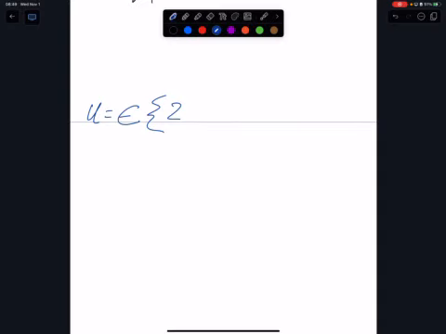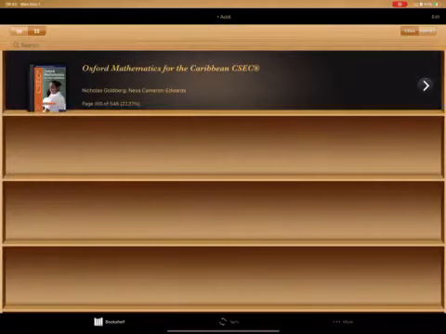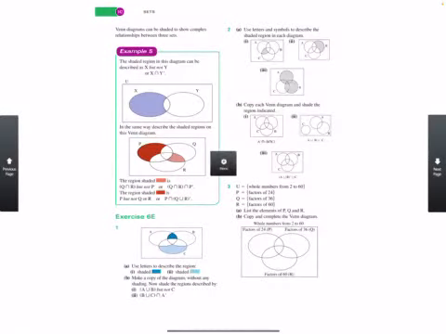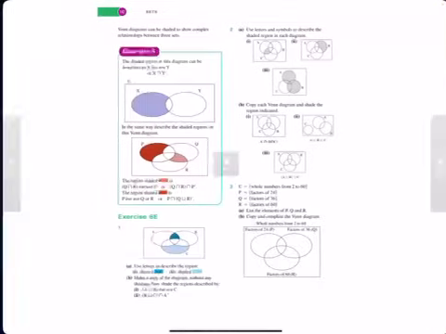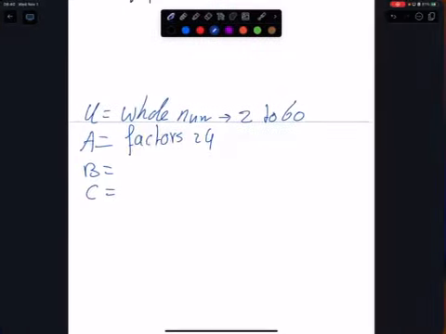Correct. Ok. That's right. All numbers. Factors of 24. $36 and $60.